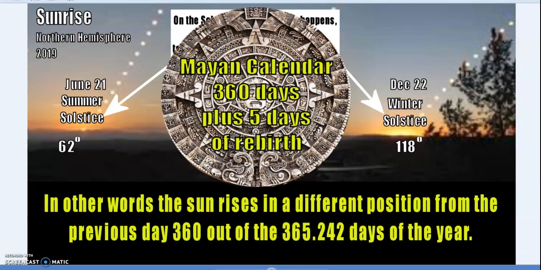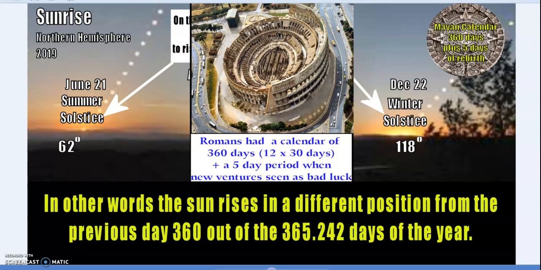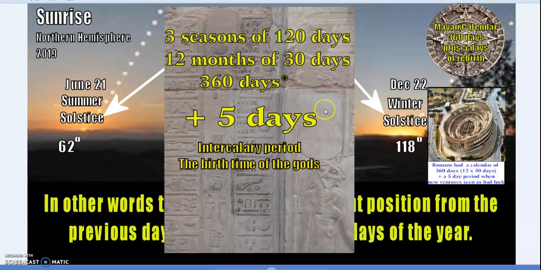Now the Mayan calendar was 360 days for the year, plus an extra month of 5 days. This was the time of rebirth. The Roman calendar had 360 days, 12 times 30, plus a 5-day period when new ventures were seen as bad luck. Now this is no coincidence, it's the same as the Egyptian, because the Romans inherited the Julian calendar from Egypt. Now the Egyptians had 4 seasons of 120 days, 12 months of 30, so a 360 day year, plus 5 days, the intercalary period, which was considered to be the birth time of the gods.